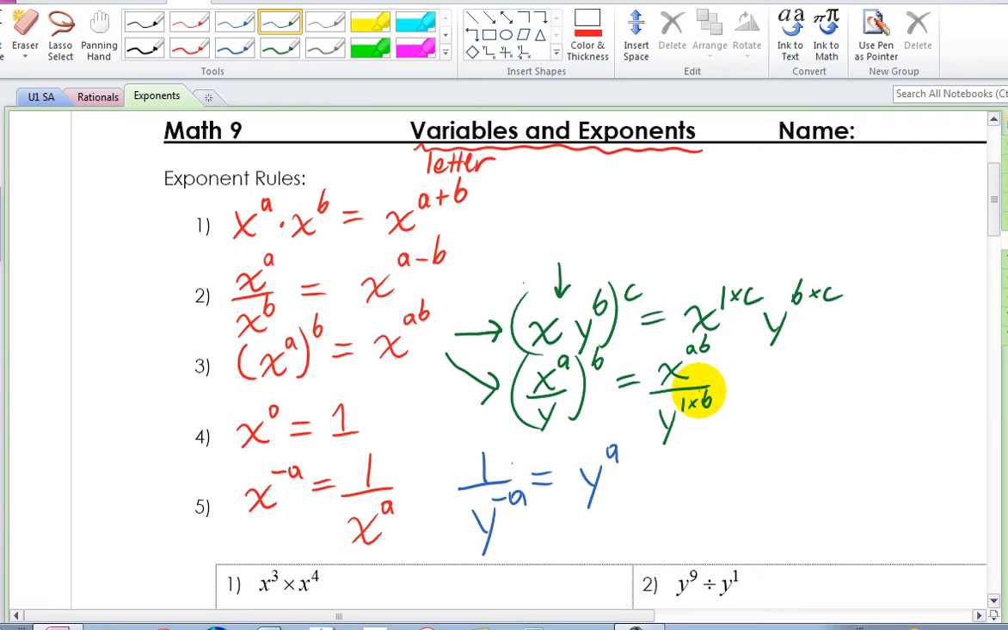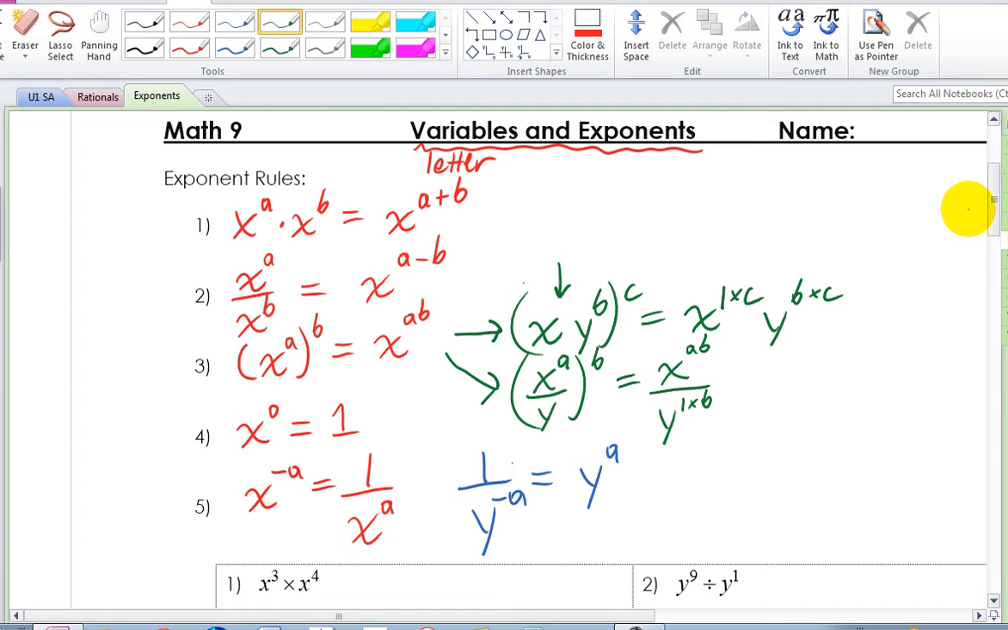Yes, Erica? No, if we had letters, you have to leave it. We're going to have exponents. You're going to see examples like that in a second. So you'll have numbers rather, and you actually will multiply those numbers out.